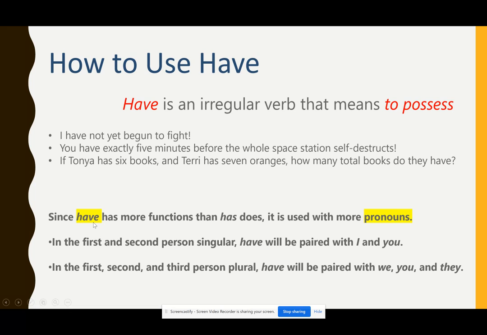Okay, notice that have has more functions than has. It's used more with pronouns. So in the first and second person singular, have will go with I and you. And in the first, second, and third person plural, have will be paired with we, you, and they.